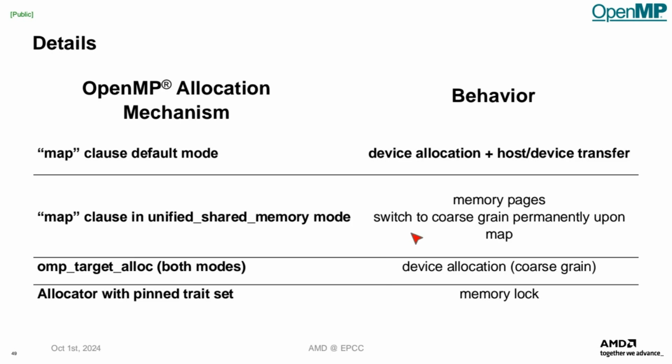Okay, so these are kind of the details. If we do a map clause, there is a device allocation and some transfers. It's going to be coarse grain. If I use a map with unified shared memory, it is going to be coarse grain as well. If I use omp target alloc, so the API calls, it is going to be coarse grain. And it's also the allocators for pinned memory, which is not really what we're discussing here.